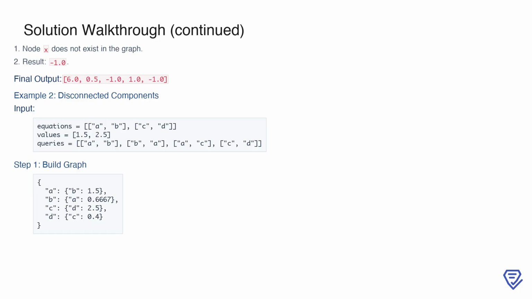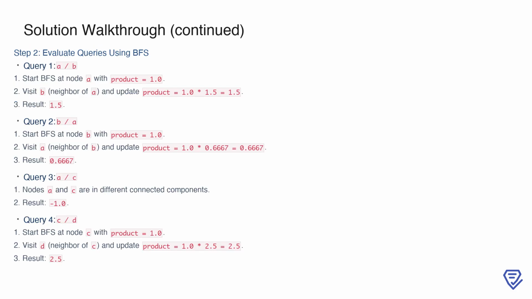A connects to B with a weight of 1.5, and B connects back to A with a reciprocal weight of approximately 0.6667. Similarly, C connects to D with a weight of 2.5, and D connects back to C with a reciprocal weight of 0.4. Notice that there are no edges connecting the components A, B, and C, D, making them disconnected. To evaluate the queries for this example, we again use BFS.